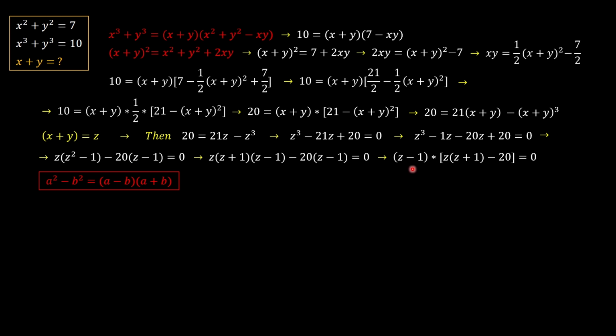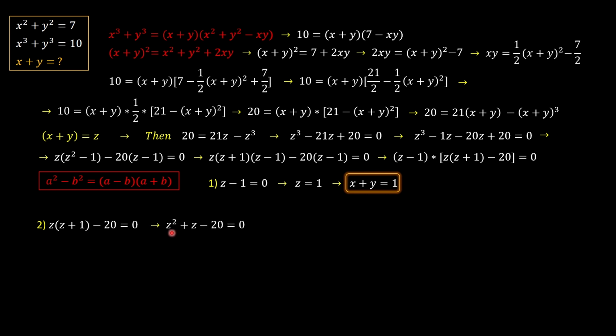So let's start from the first bracket. z minus 1 equals 0. Then z will be 1. But if z equals 1, it means that x plus y equals 1. So this is our first answer. Now let's look at the second bracket. z multiplied by (z plus 1) minus 20 equals 0. Let's multiply z with this bracket. Then we'll get z squared plus z minus 20. To solve this equation, we are going to use the quadratic formula.